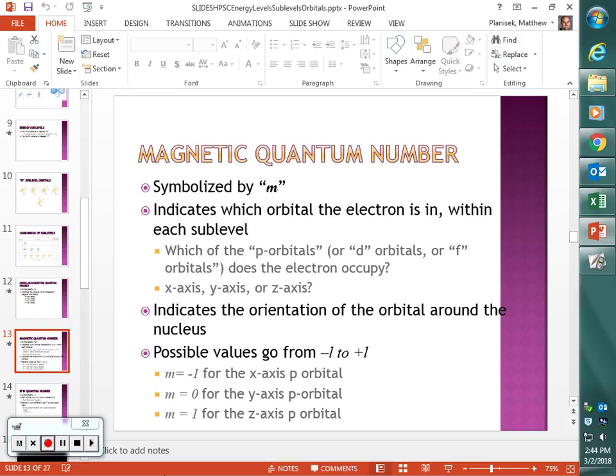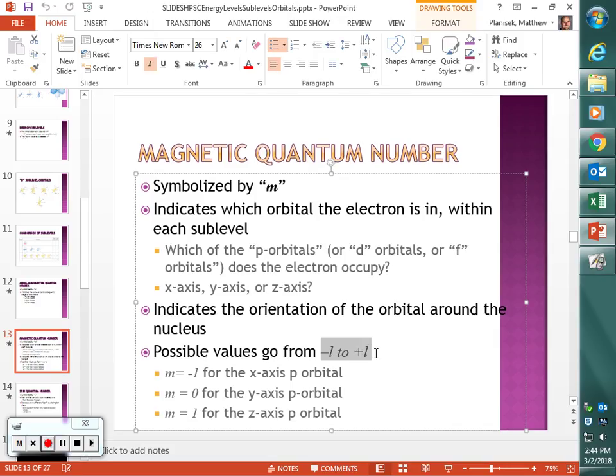This last bullet point, possible values go from negative L to positive L. Sorry, second period had a problem with that too. Here, where this statement says possible values go from negative L to positive L, not negative 1 to positive 1. So it's negative L, 0, and L. Hold on a second. All right, so just write that negative L to positive L. Okay. Good with that so far?